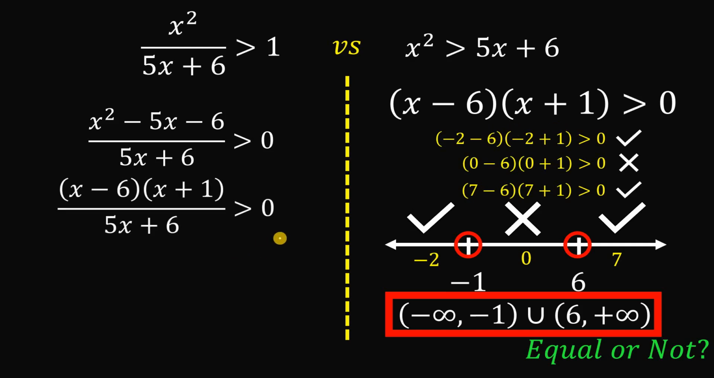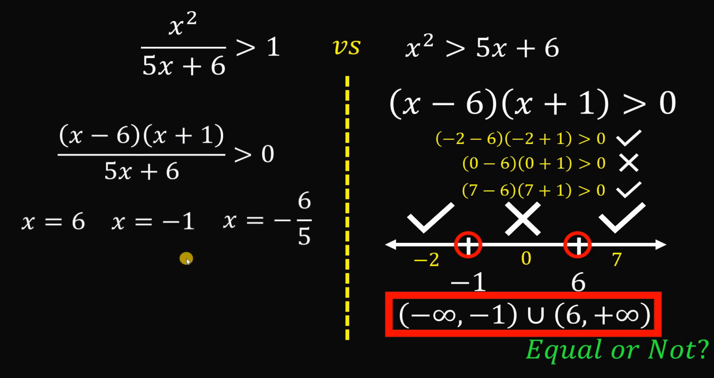And now, from here, we need to get critical points. So we have 3 critical points here. x minus 6 equals 0, we get x equals 6. x plus 1 equals 0, we get x equals negative 1. And the last one is 5x plus 6 equals 0, we get x equals negative 6 over 5. So technically speaking, they are not the same thing because on this inequality we have 2 critical points, and on the other inequality, we have 3 critical points.